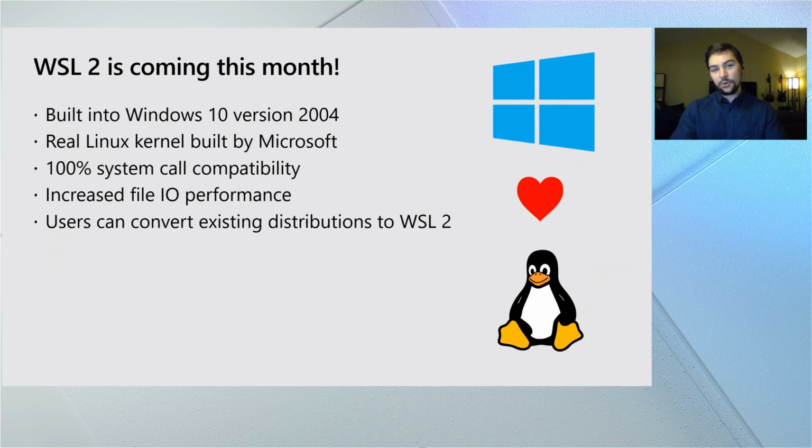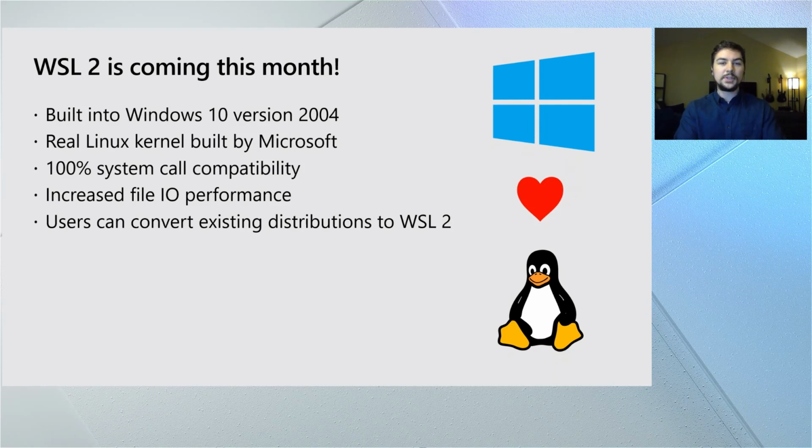On top of that, you get increased file I/O performance. So WSL2 is actually 3 to 6 times faster than WSL1, depending on what you're doing. For some really file-intensive operations, like unzipping a tar file, it can actually go up to about 20 times faster, which is really quite an amazing improvement. And you can move your distributions back and forth between WSL2 or 1 at any time. And really the announcement here is that WSL2 is coming this month as part of Windows 10 version 2004, and you'll be able to get access to it soon.